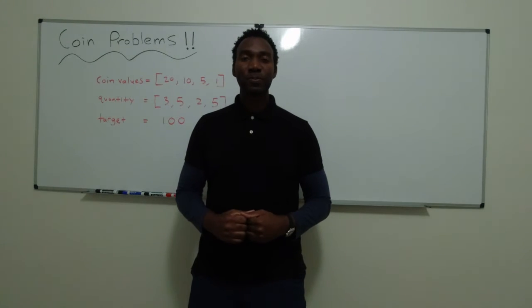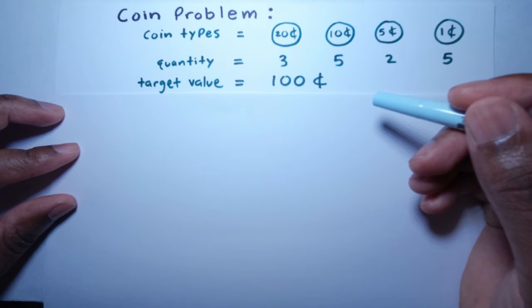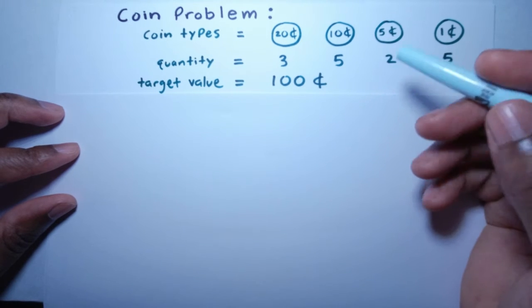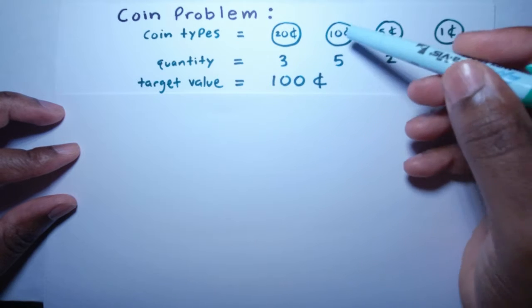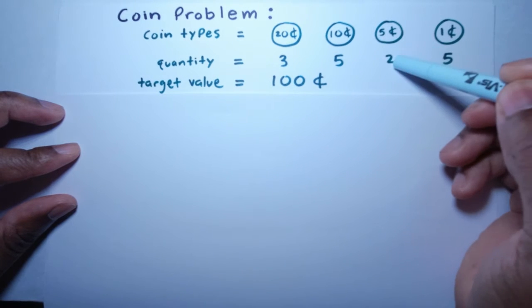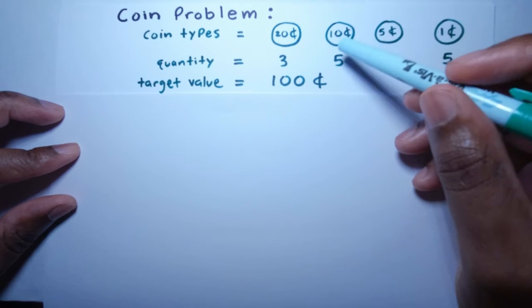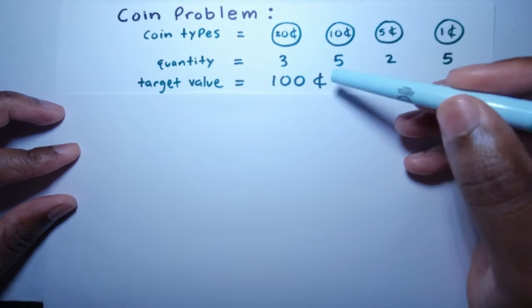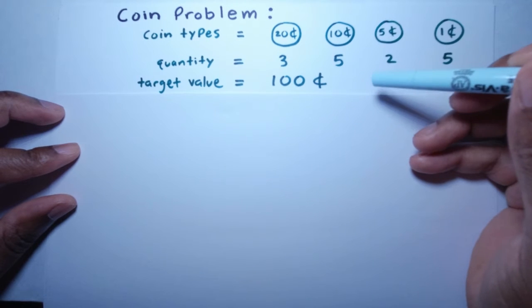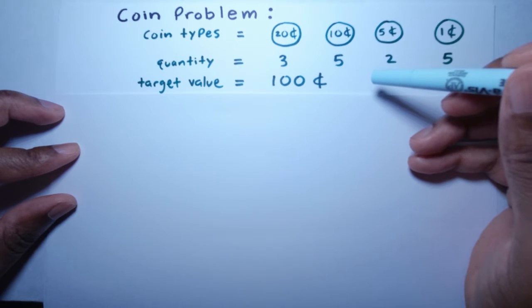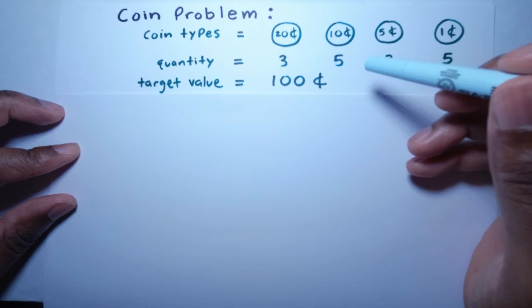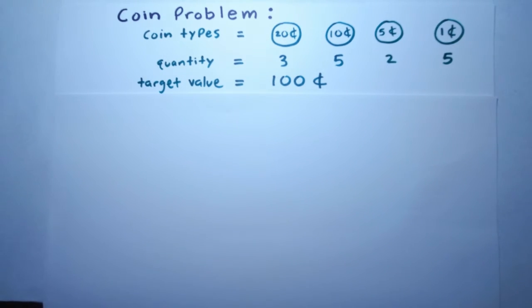Stay tuned. Let's say that you're in a convenience store and you had in your pocket 3 20 cents, 5 10 cents, 2 5 cents, and 5 1 cents. And you wanted to buy a pack of gum that cost 100 cents. Well, today we're going to answer how many ways you can combine those coin types to get that pack of gum.